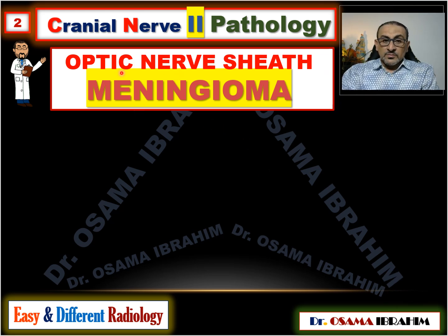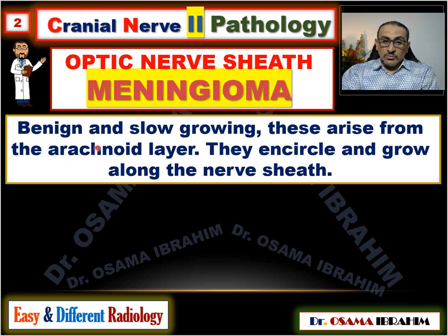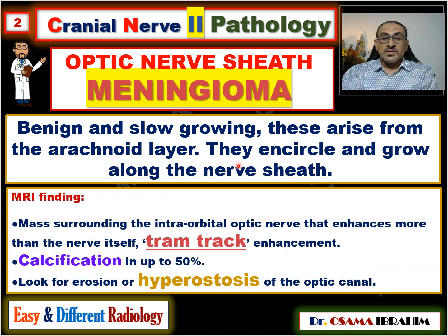The second most important pathology is the optic nerve meningioma. Optic nerve meningioma is also benign and slow growing, and arises from the arachnoid layers surrounding the sheath of the optic nerve. On MRI, this is very important, there is a tram-track appearance of enhancement because the tumor is in the optic sheath, so the optic nerve itself appears normal within the surrounding enhancing tissue of the meningioma.